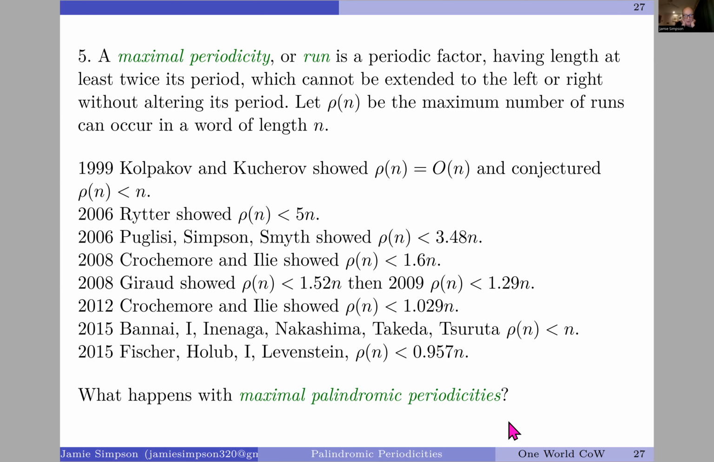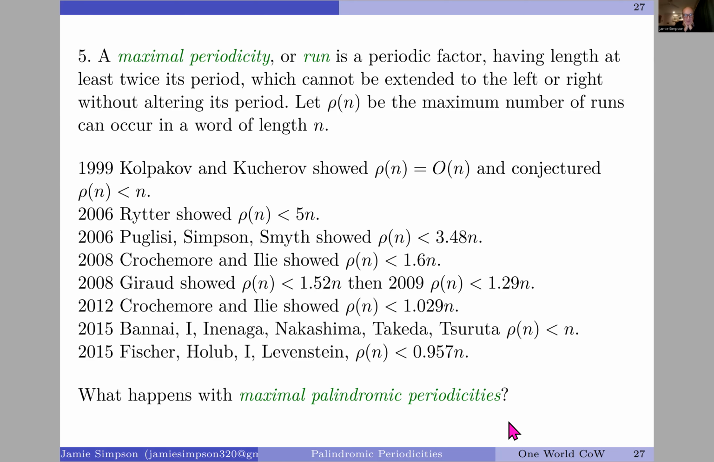Then the big breakthrough, which actually proved the conjecture but did more than that, was by Bannai and his colleagues. And they proved the conjecture. But what was really spectacular there was that their original proof that I saw of theirs was about 3 pages long. It was absolutely brilliant, very short.